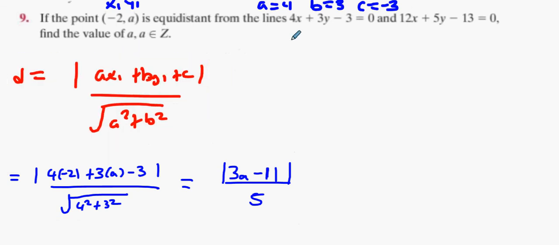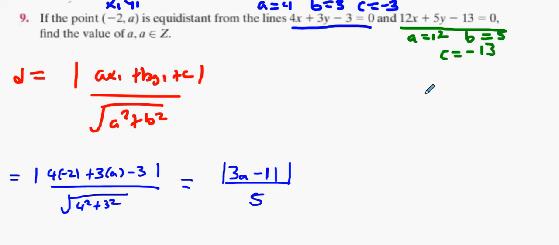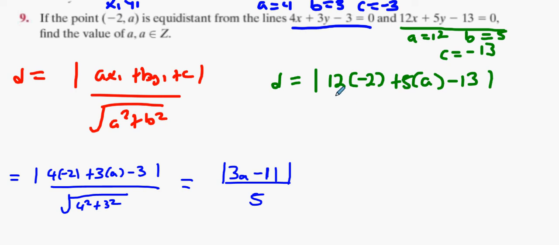So that's for the blue line. This one's going to be for the green line, where A is 12, B is 5, and C is minus 13. So D equals 12 times x1 plus 5 times y1 plus C, which is minus 13, all over the square root of A squared plus B squared, which is 12 squared plus 5 squared.